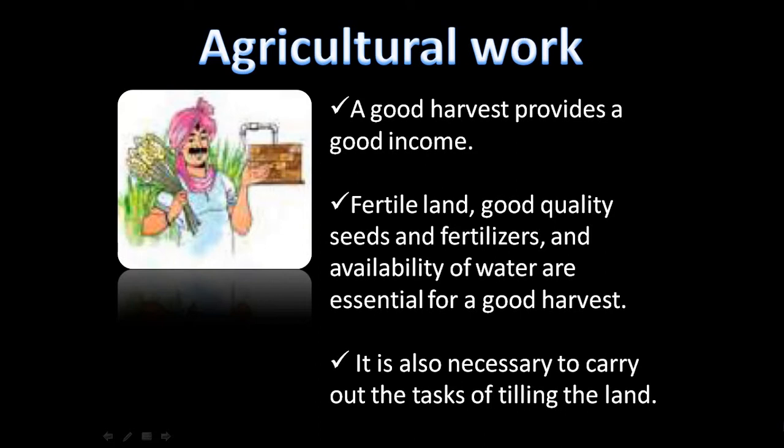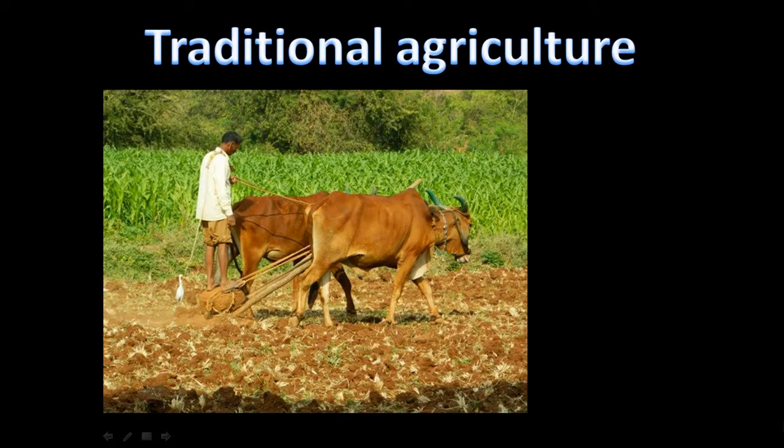The population of our country is increasing and still the needs of all the people are being met. This has been possible because of modern improved methods of agriculture. Now first we will study about the traditional agriculture which has been going on for years and years.